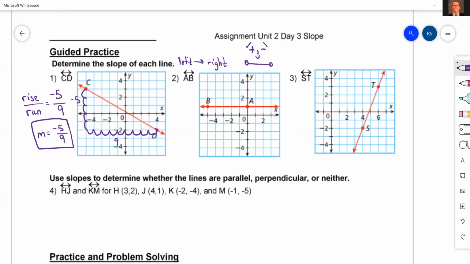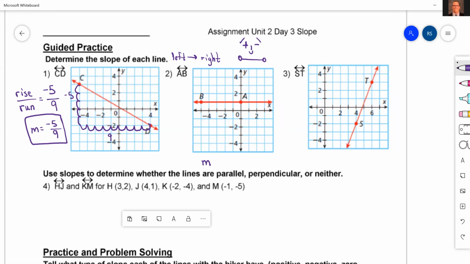Okay, number 2. Well, we have our, do I rise any? I don't rise any, so it's going to be 0. How much do I run? 1, 2, 3, 4, 5. 5. Well, 0 divided by 5 gives you 0. So your slope here is 0.